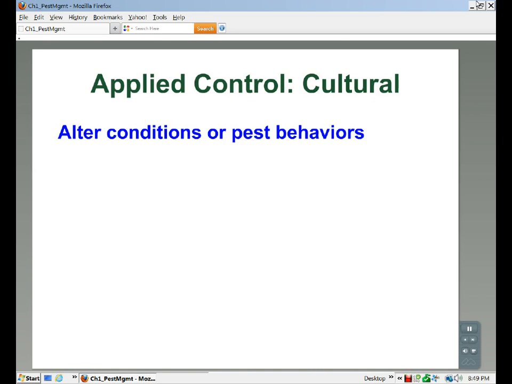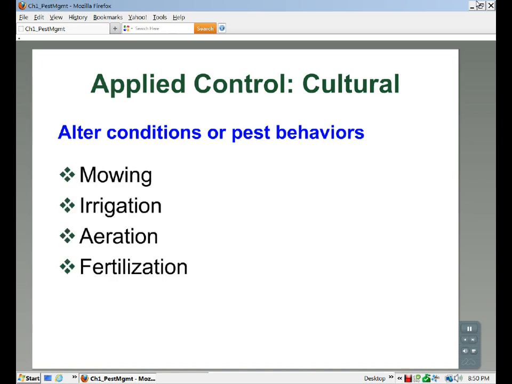Cultural controls alter the environment in which the pest lives. The environment may be changed so it is unfavorable for the pest, or the environment may be altered so the host plant grows more healthfully and is less susceptible to attack by the pest. For example, when turf is managed properly through mowing, irrigation, aeration, and fertilization, it's less likely to have weed, insect, or disease problems. Mulching in a landscape bed prevents light penetration and greatly reduces weed seed germination.